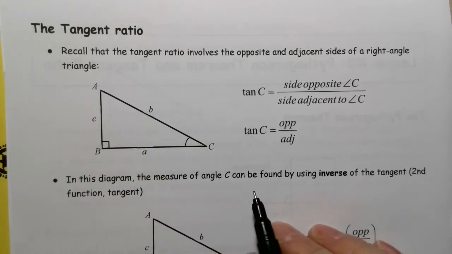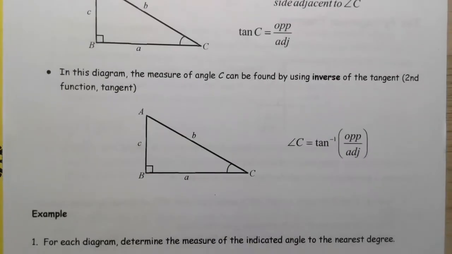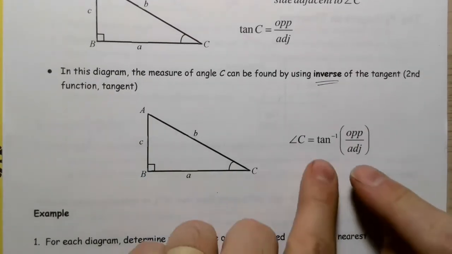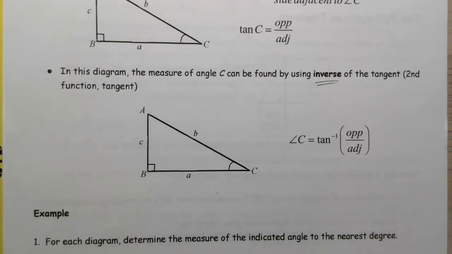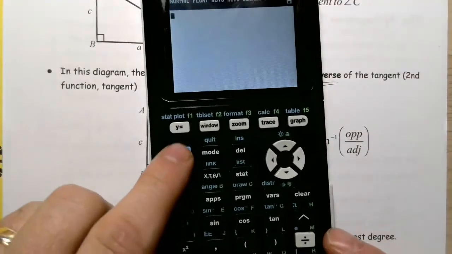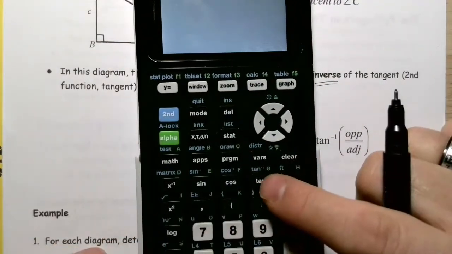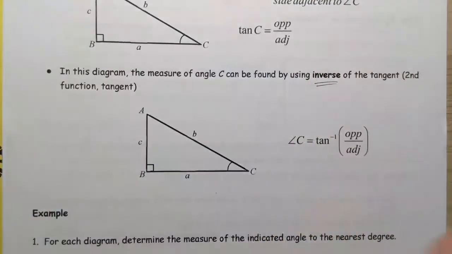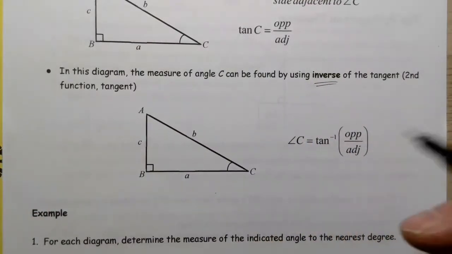So in this diagram, the measure of angle C down here can be found using the inverse of the tangent function. On your calculator, you would simply press your second tangent button to access that function that's above the tangent button. That's what helps you go backwards from a ratio to an angle. And that's it. This is just review. We've seen this before. So let's take a really quick look at a couple of examples here.